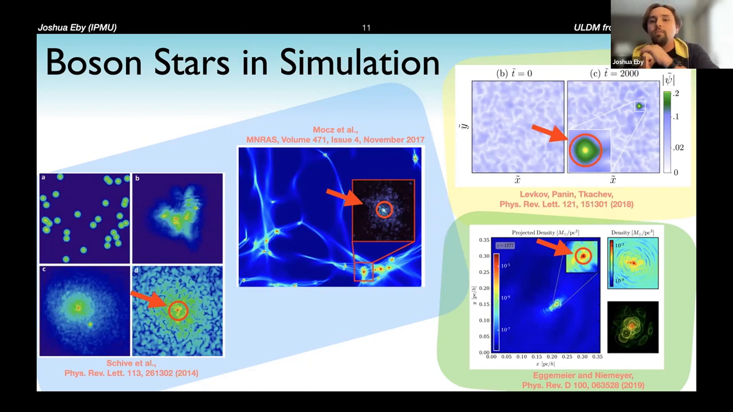And in the fourth simulation on the bottom right, the simulators Eggemeier and Niemeyer took as input the distribution of masses of what are called axion miniclusters, which are a novel kind of substructure that appears for things like QCD axions early in the universe. And they found that within these miniclusters, there was formation of boson stars, and that it was also fast.